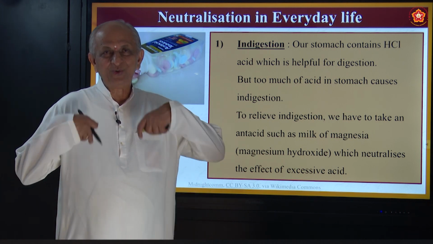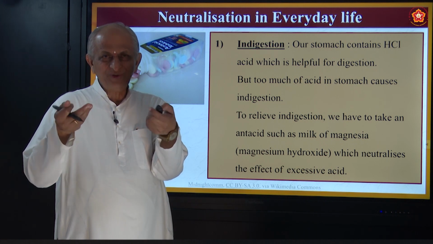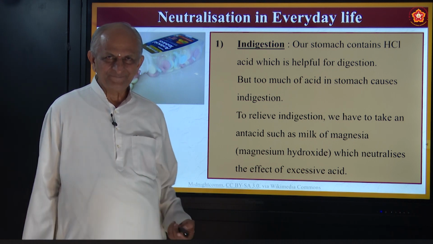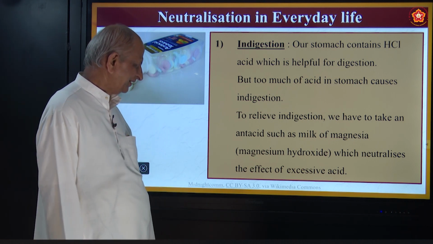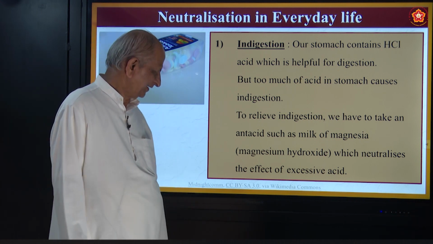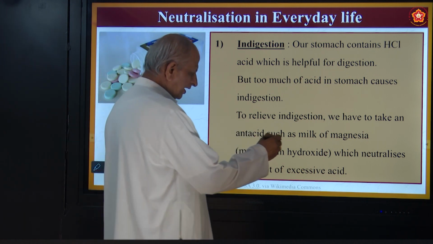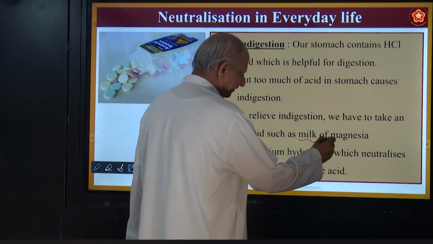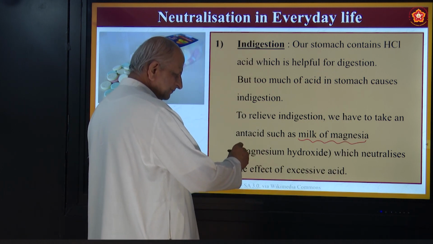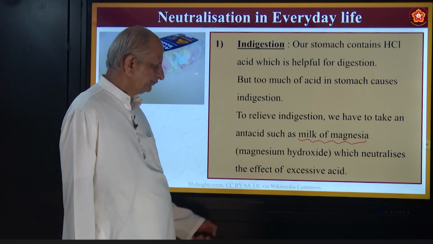It leads to vomiting or it leads to dysentery. So, that is the nature of indigestion, and also a kind of belching comes, correct. Then what must you do? You have to take milk of magnesia. What is the chemical name? Magnesium hydroxide.